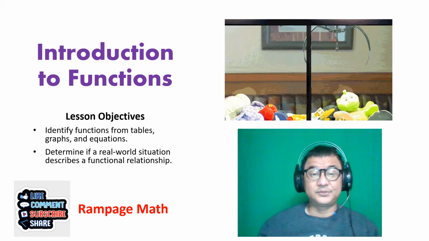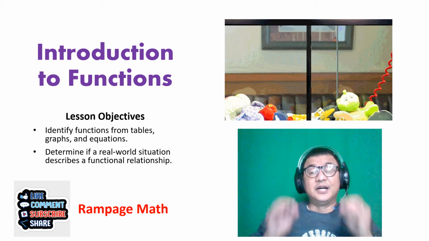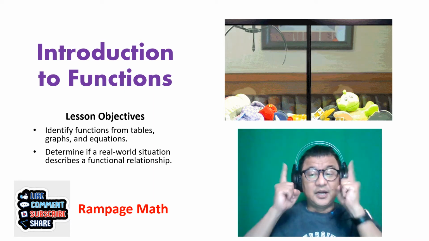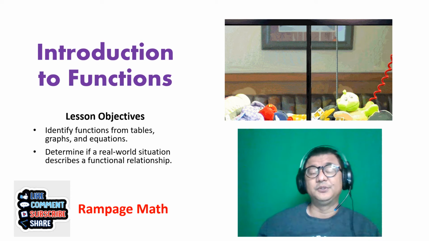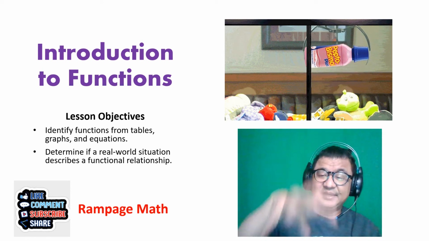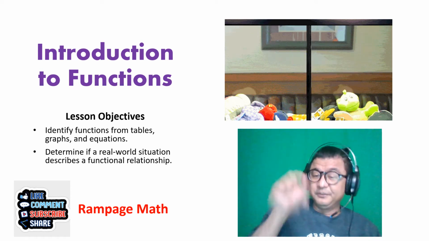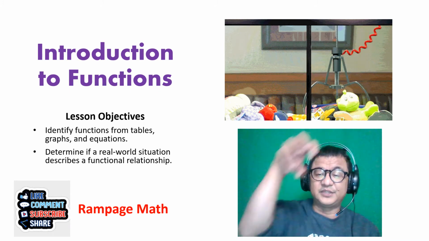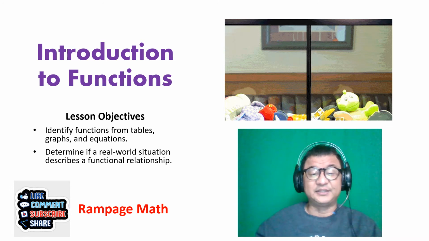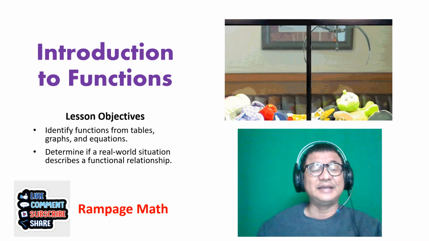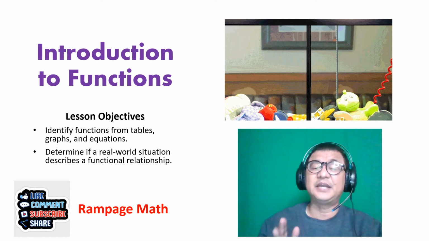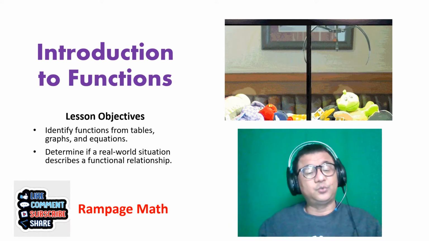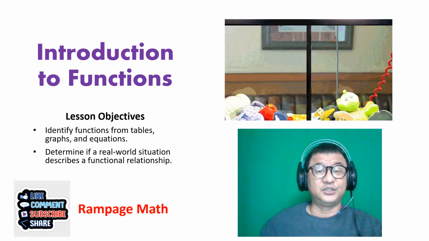All right, welcome students. Today we're going to study an introduction to functions. Now, if you look at the claw arcade game here on top, you would see that the claw will grab any item for you, right? Your input is your coin, your output is whatever object or no object that you get. So today we will identify functions from tables, graphs, and equations, and then we will determine real-world situations that describe a functional relationship.